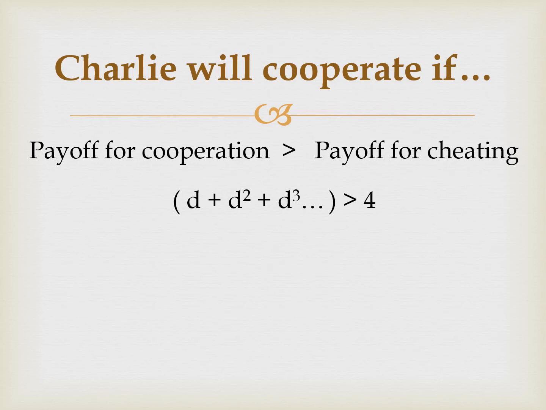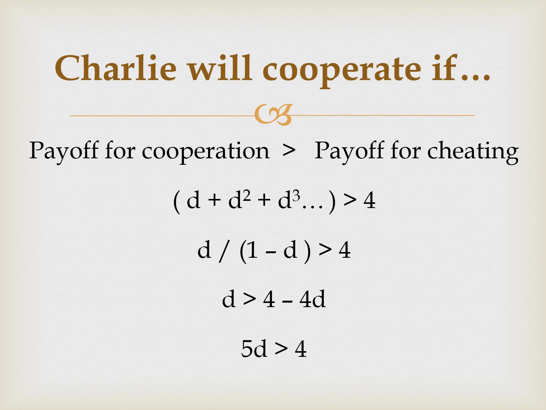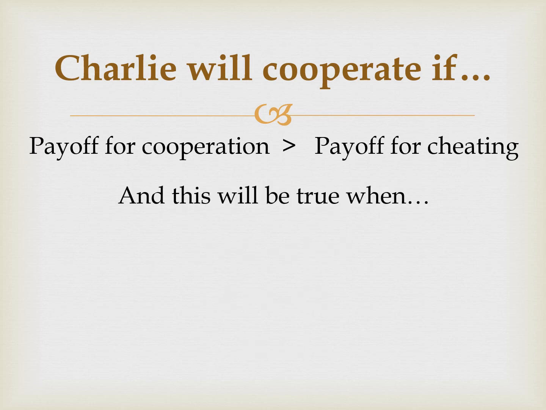So now we can look at the payoff for cooperation, D plus D squared plus D cubed is greater than 4, and we can say, okay, this is really equivalent to D over 1 minus D has to be greater than 4. We can multiply both sides by that 1 minus D, and we end up with D is greater than 4 minus 4D. Then we can add the 4D to both sides, and we end up with 5D is greater than 4. Now we can simply divide both by 5, and we end up with D has to be greater than 0.8. So we know that the payoff for cooperation will be greater than the payoff for cheating for Charlie as long as his discount rate is greater than 0.8.